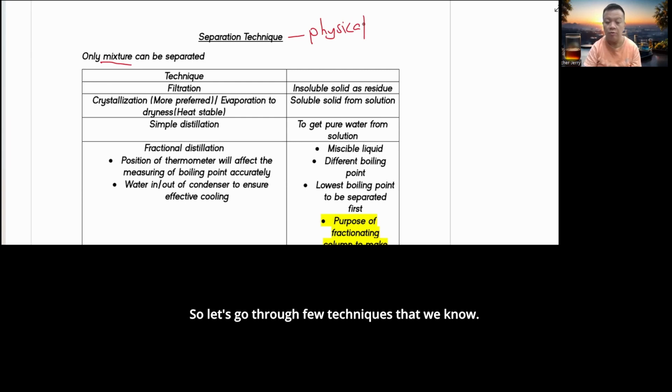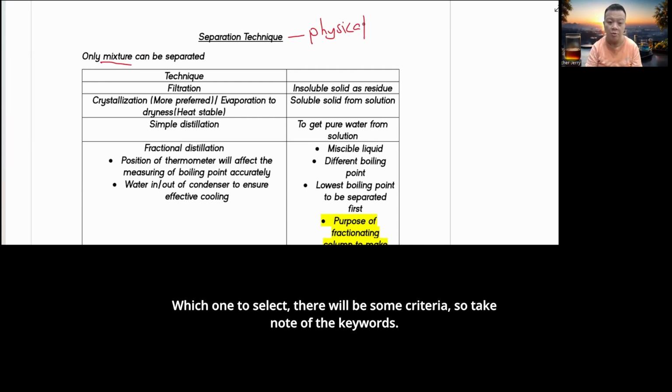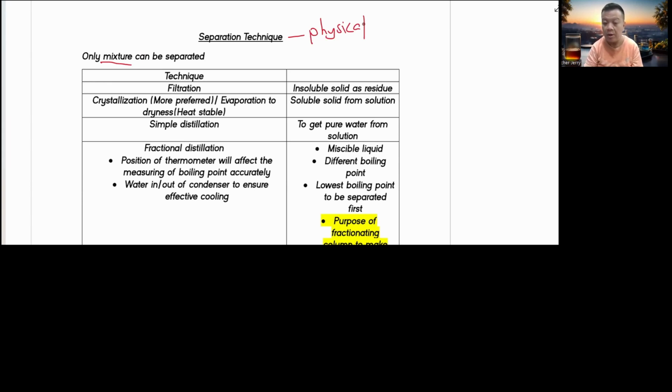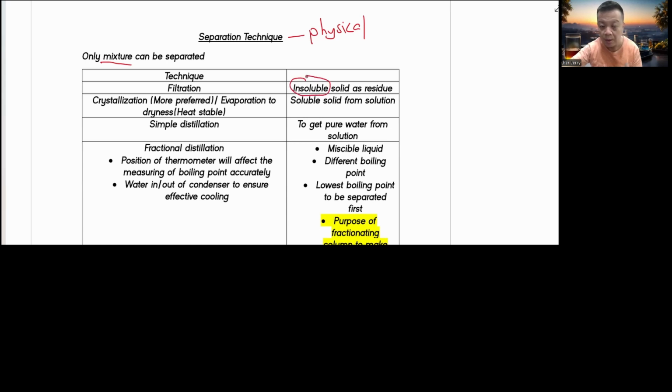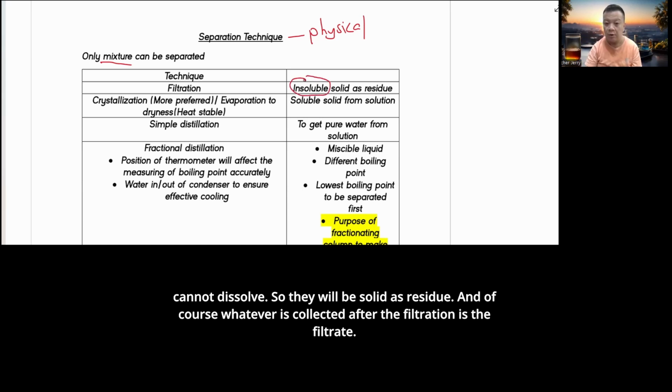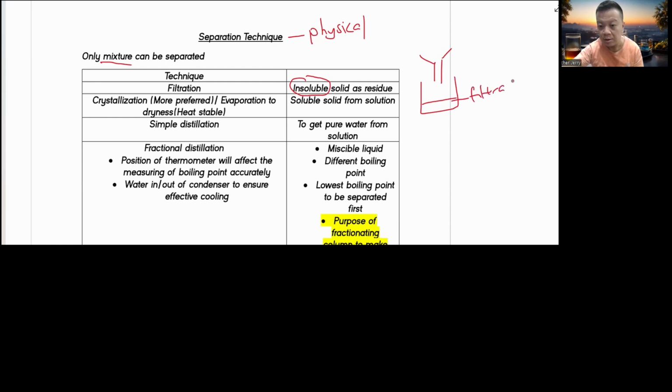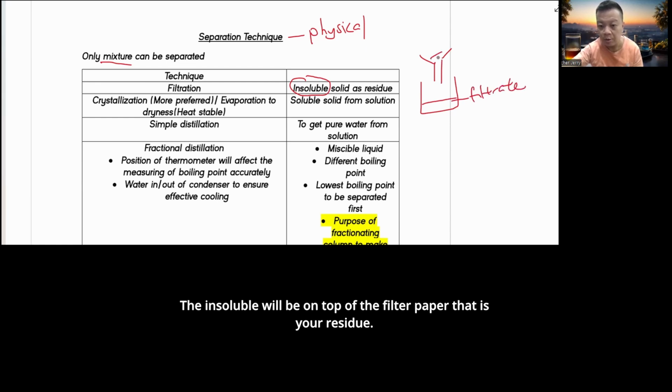So let's go through these few techniques that we know. Which one to select, there will be some criteria, so take note of the keywords as we look through. First, for filtration, we talk about insoluble, meaning cannot dissolve. So they will be the residue. Whatever is collected after the filtration is the filtrate. The insoluble will be on top of the filter paper, that is your residue.